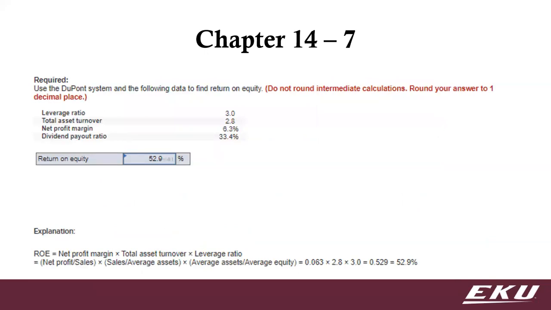And hopefully you remember the DuPont formula, right? So net profit margin times the total asset turnover times the leverage ratio. They give you those so that you can calculate what the ROE is for that corporation. The dividend payout ratio there, I'm not sure why, I think it's just to see if you knew what you needed. It's kind of like a little trick question for you.